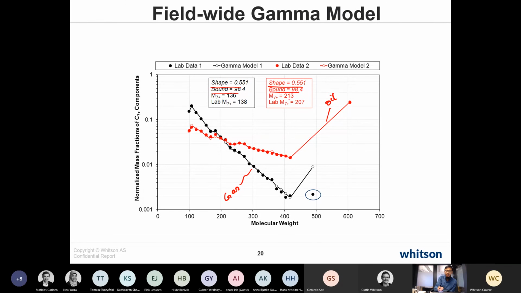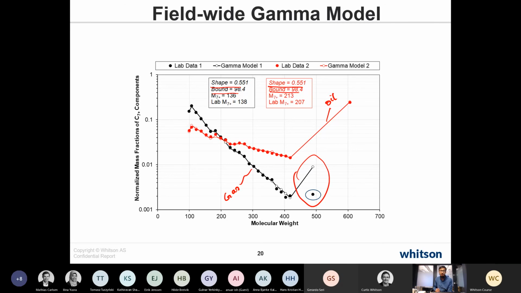The average molecular weight is actually different, and the lower molecular weight boundary to discretize the gamma model is also the same for both. You can see how with the same shape factor and bound, it is giving us a very good match of all the lab data. For the gas sample, the lab reported data deviates quite a bit from the gamma model. In that case, we can replace the bad lab reported data and trust the gamma distribution model more, because we have tuned that model to tens and hundreds of samples that we got from that particular field.